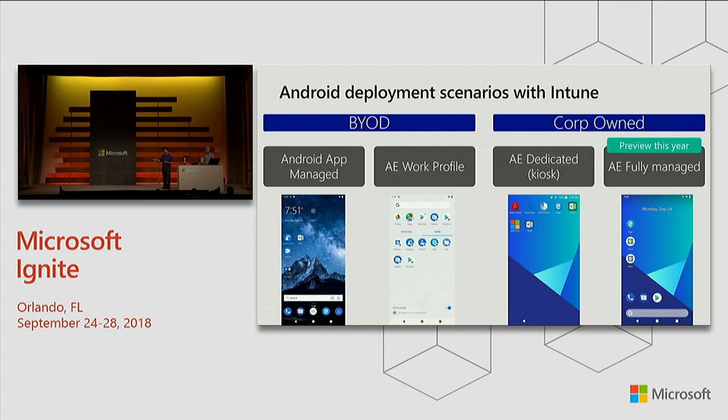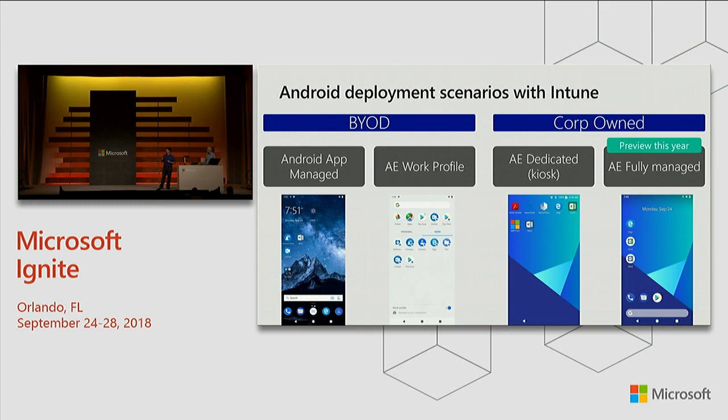Now let's move to corp-owned. And with corp-owned, we have two key scenarios. First is what Google calls dedicated devices. Those are your kiosk-type devices, your barcode scanners. They're essentially single-use or a couple-of-use function devices that do nothing else but that function.